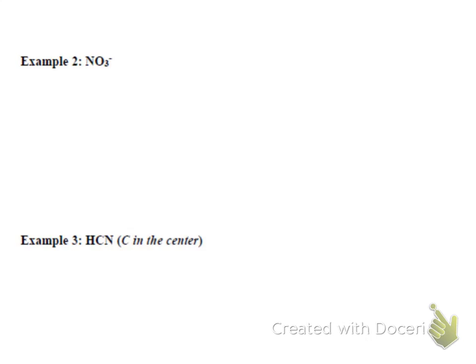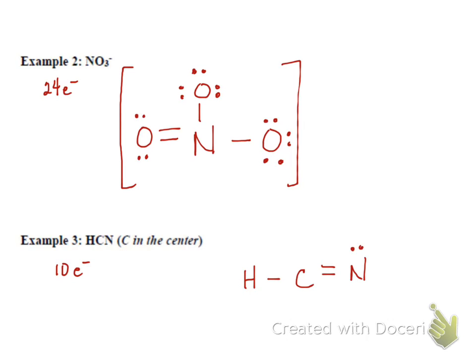So try NO3-, which is the nitrate anion, and HCN, hydrogen cyanide, carbon's in the middle. Shut off your podcast and work through them and then turn it back on to check your work. Okay, for the nitrate, should have a minus over here. It's got 3 bonds to 3 oxygens. One of them has to be a double bond. It doesn't matter which one. And HCN has a triple bond between the carbon and the nitrogen, which has another lone pair.